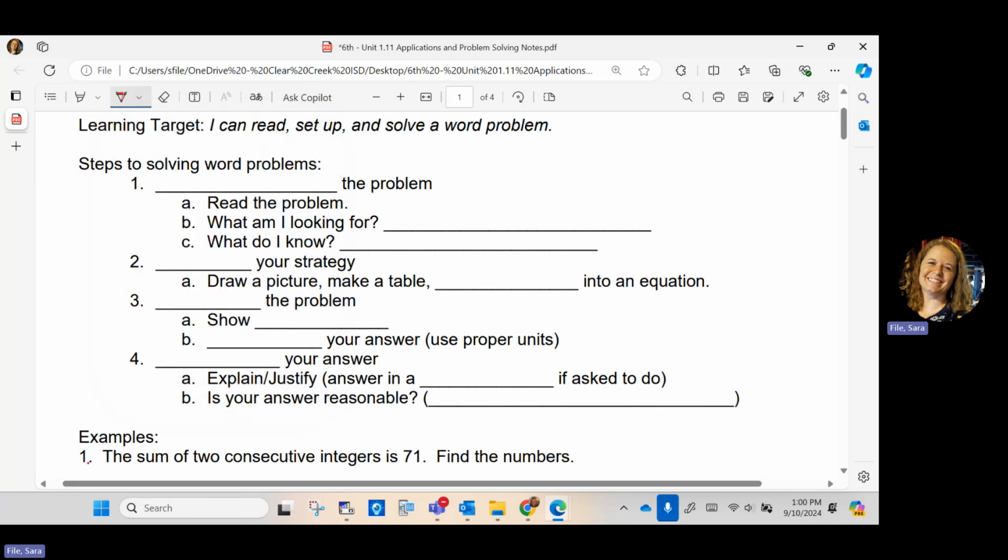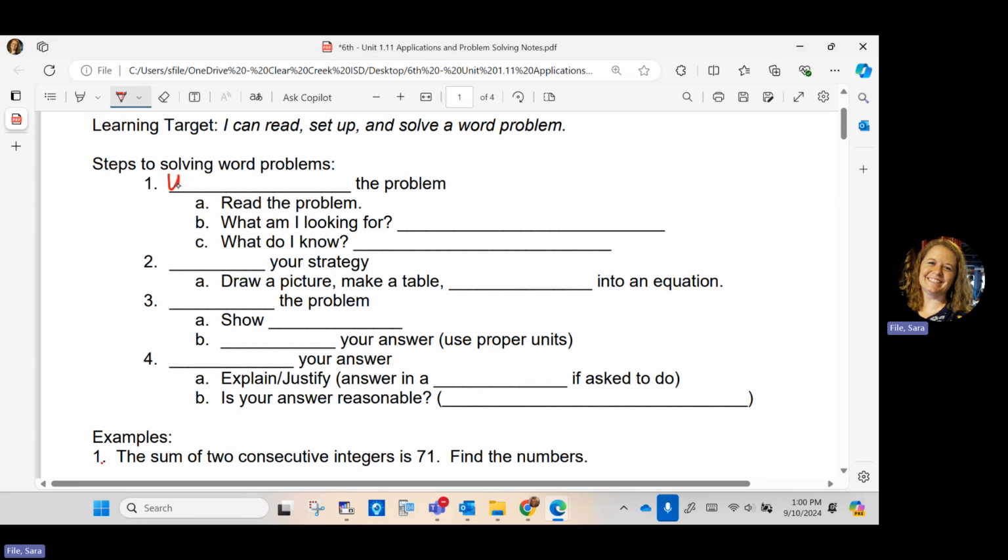So first we want to make sure that we understand the problem. Okay, to understand the problem, we definitely have to read it carefully. Some word problems are shorter than others. The lengthier they get, the more carefully we need to read. We're going to read it through once. Okay, we need to identify what it is we're looking for. So I like to underline or circle the actual question. So underline the question.